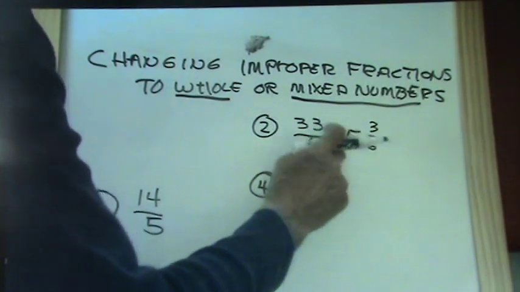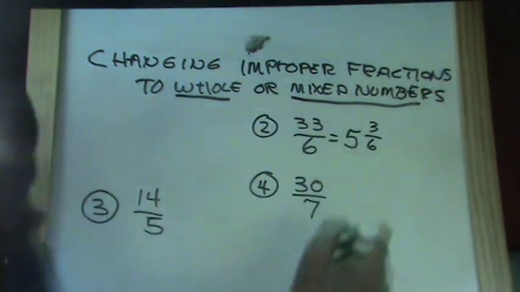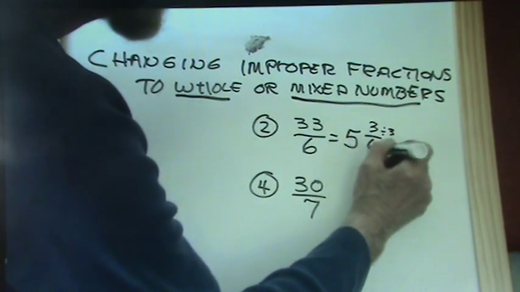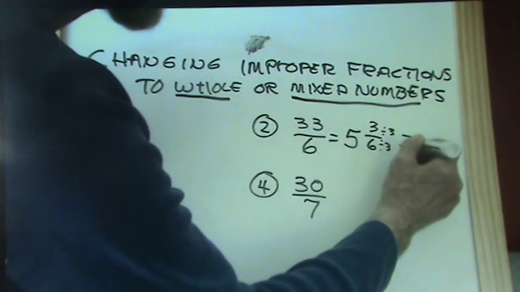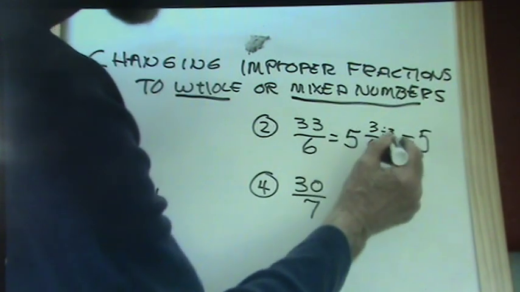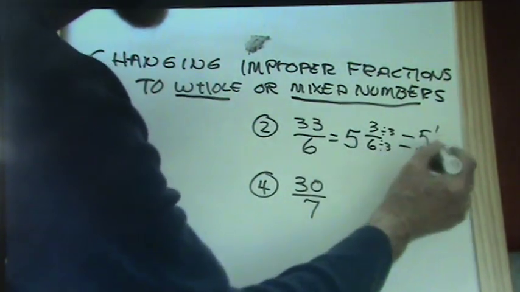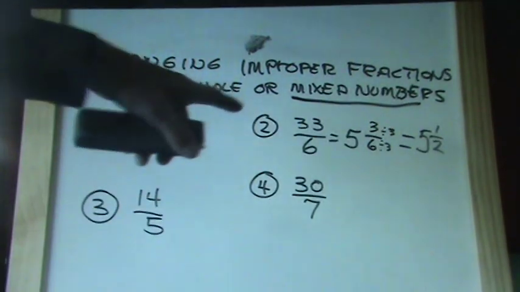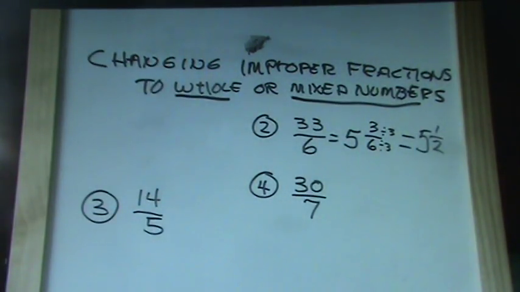Well, is 3/6 in its lowest terms? No, because I can divide by 3 and divide by 3, because 3 will go into both of them. So I get 5. 3 goes into 3 one time. 3 goes into 6 2 times. So 33/6 is equal to 5 1/2.